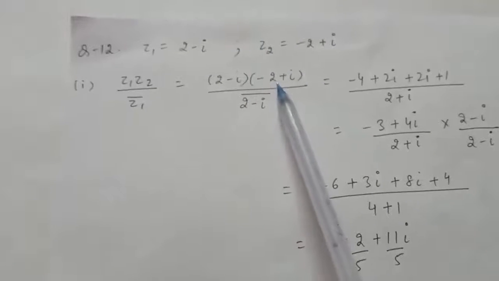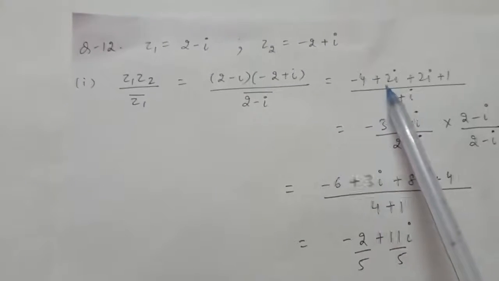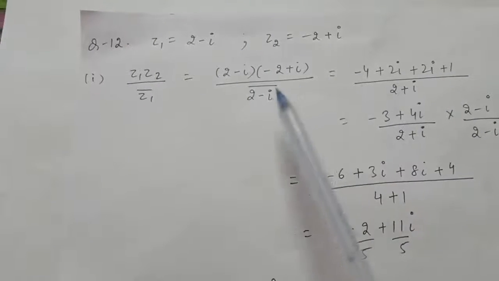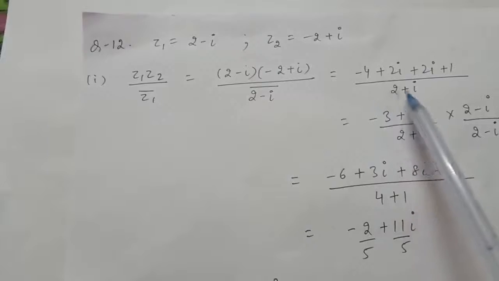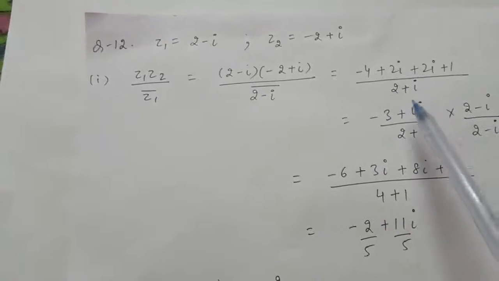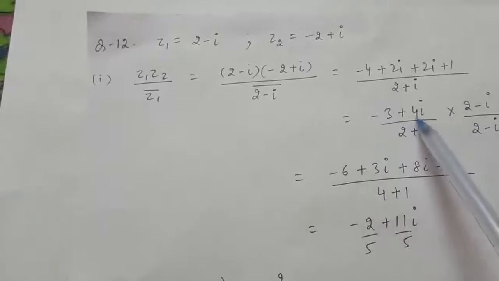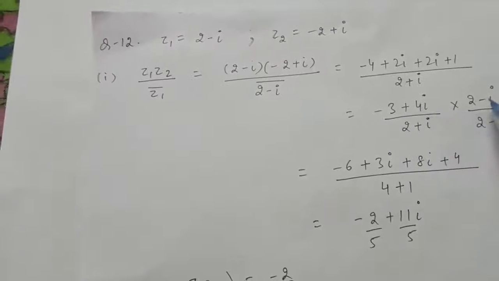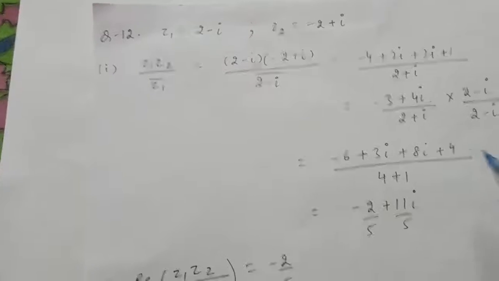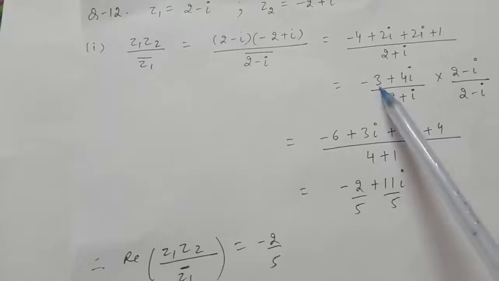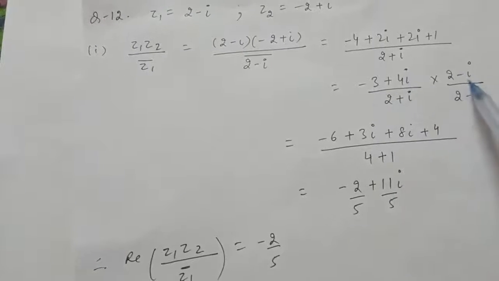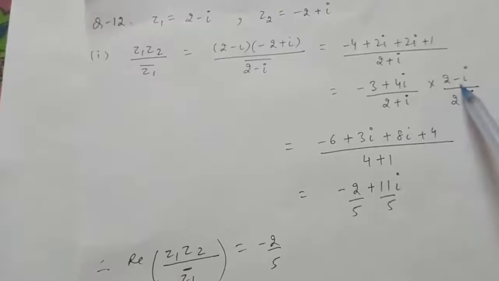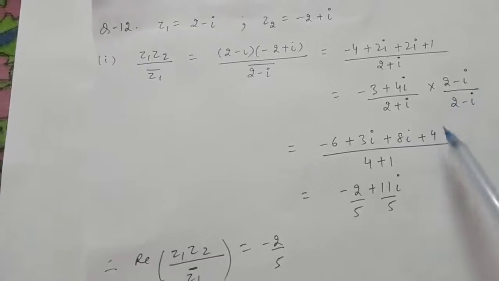So the product of these two will be minus 4 plus 2 iota plus 2 iota plus 1, upon the conjugate of 2 minus iota, which will be 2 plus iota. So this will become equal to (minus 3 plus 4 iota) upon (2 plus iota). Now rationalize it with 2 minus iota. So you will get in the numerator minus 6 plus 3 iota plus 8 iota and minus of 4 iota square. So it will be plus 4.